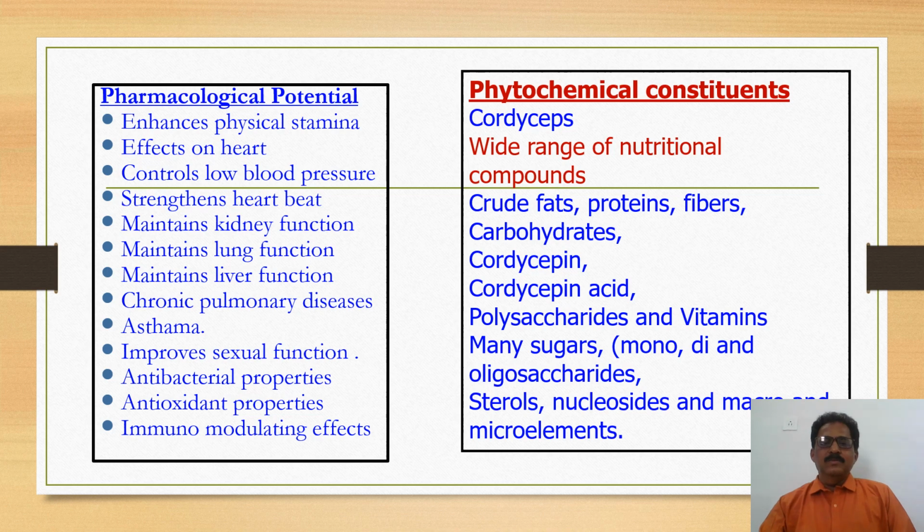Why is this cordyceps important? Because cordyceps have a wide range of properties and nutritional compounds: fats, fibers, carbohydrates, cordycepins, sterols, nucleosides, and all these elements. What are the useful aspects of this cordyceps?